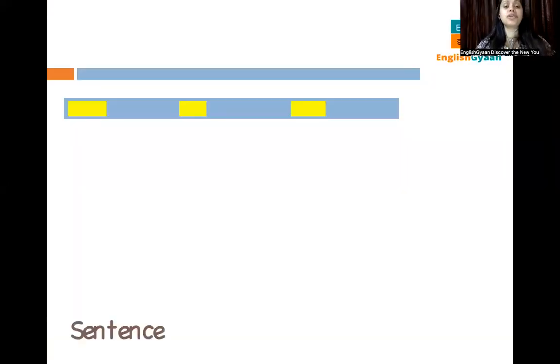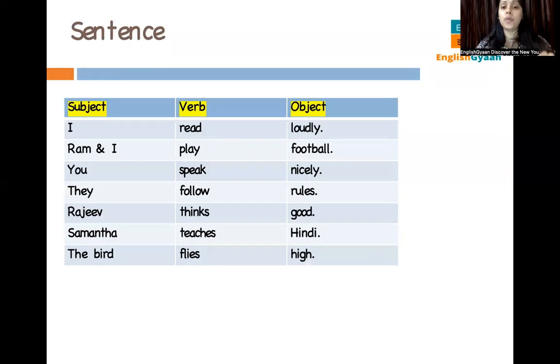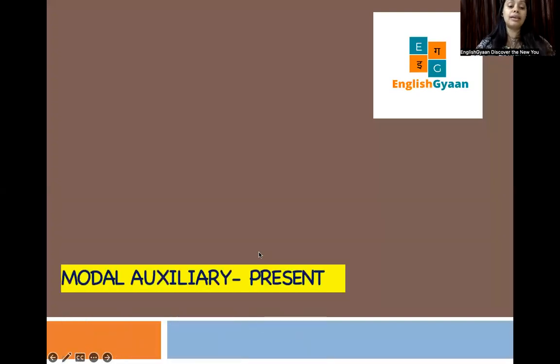So your statements should have 3 things: subject, verb, and object. Always the verb keeps on changing. Subject and object remain the same. For example, I read loudly. So I is the subject, read is the verb, loudly is an object. So always remember the verbs will keep on changing. The subject and object would remain the same.